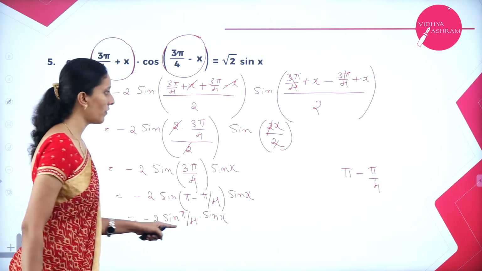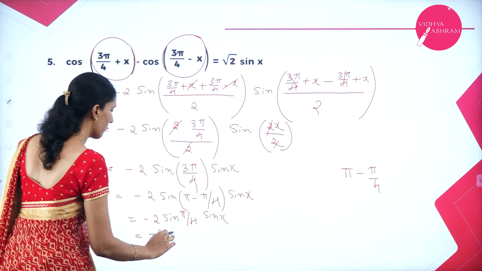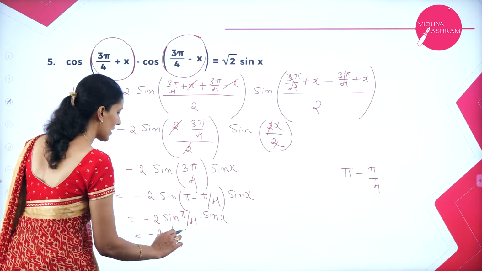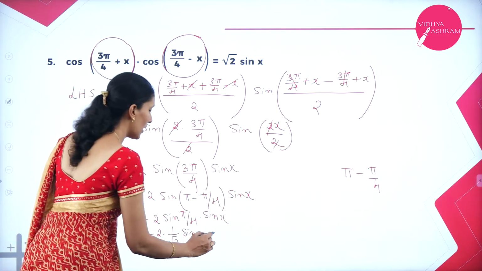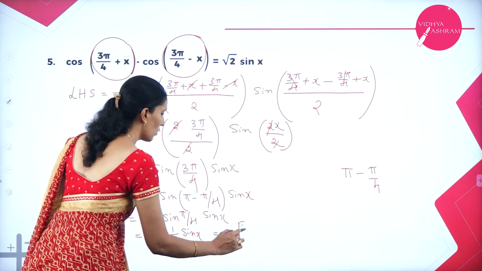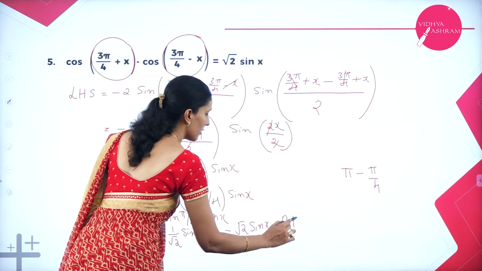What is the value of sin pi by 4? Your value of sin pi by 4 is 1 by root 2, into sin x. Again, as usual, you have 2 by root 2 form, which gives you minus root 2 into sin x, which is your right hand side.